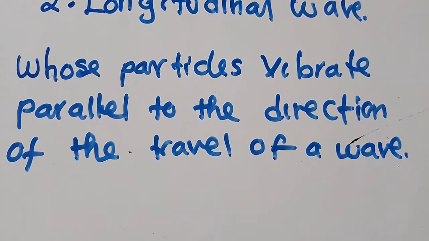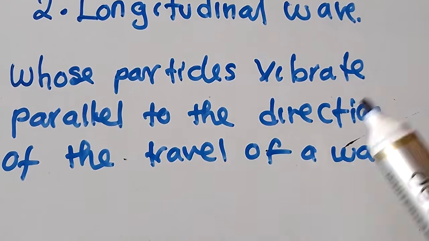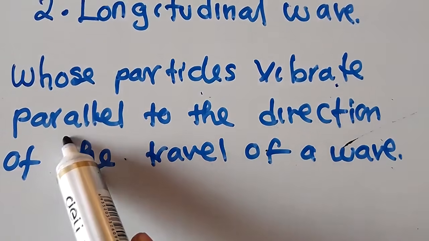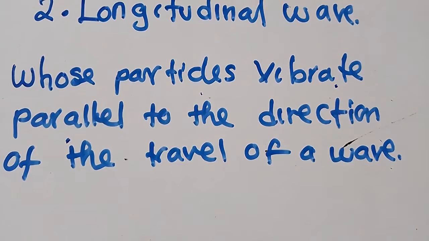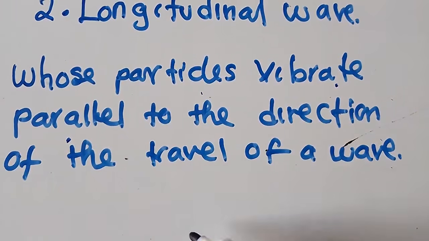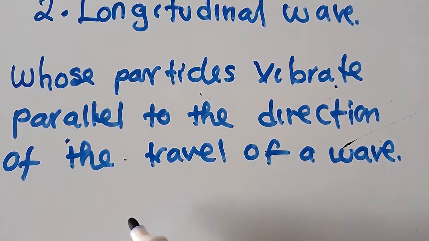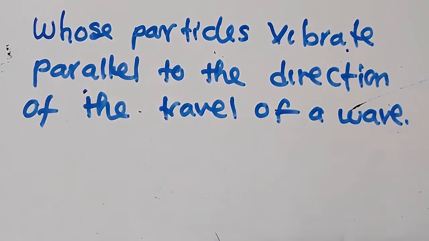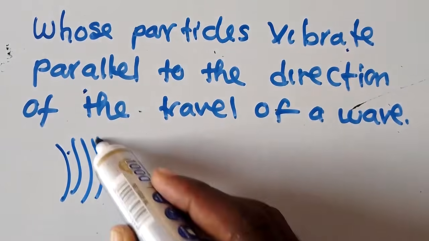Each time you are talking about a longitudinal wave, we are talking about a type of wave whose particles vibrate parallel to the direction of travel of the wave. For example, you have something moving like this. Let's say it is moving like this. They are moving like this.